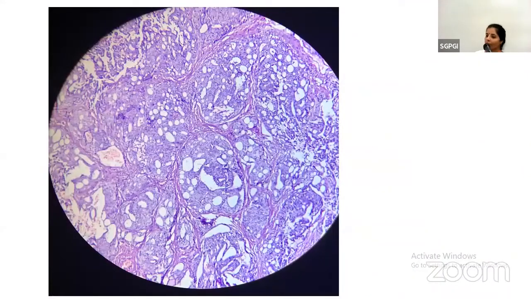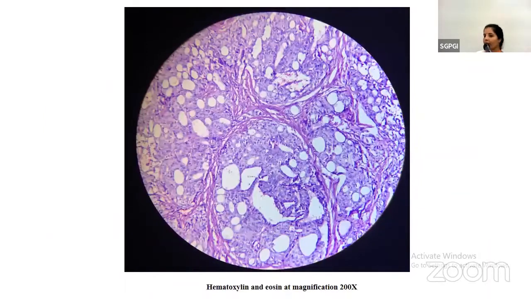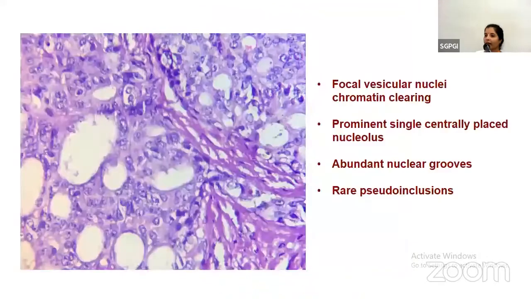This is a higher power view which shows a predominant cribriform pattern. And we can see that there are multiple nodules which are separated by fibrotic septa or fibrotic stroma with some lymphocytic infiltration focally at places. This is again a higher power view to give a better idea of what the cells were looking like. And this picture is basically for the nuclear features.